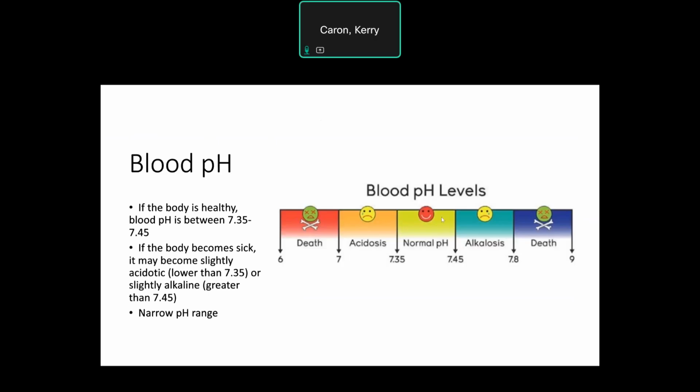That's our normal. If we get alkalotic, we die. If we get acidotic, we die. So it's a very, very tight range.